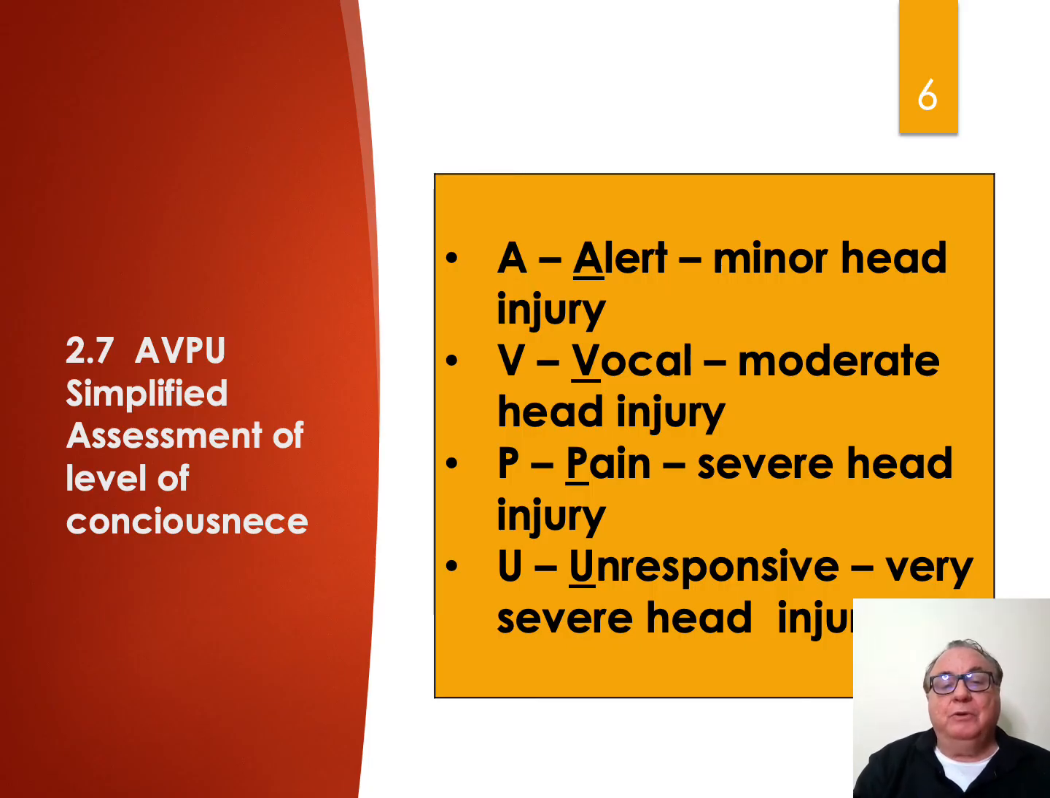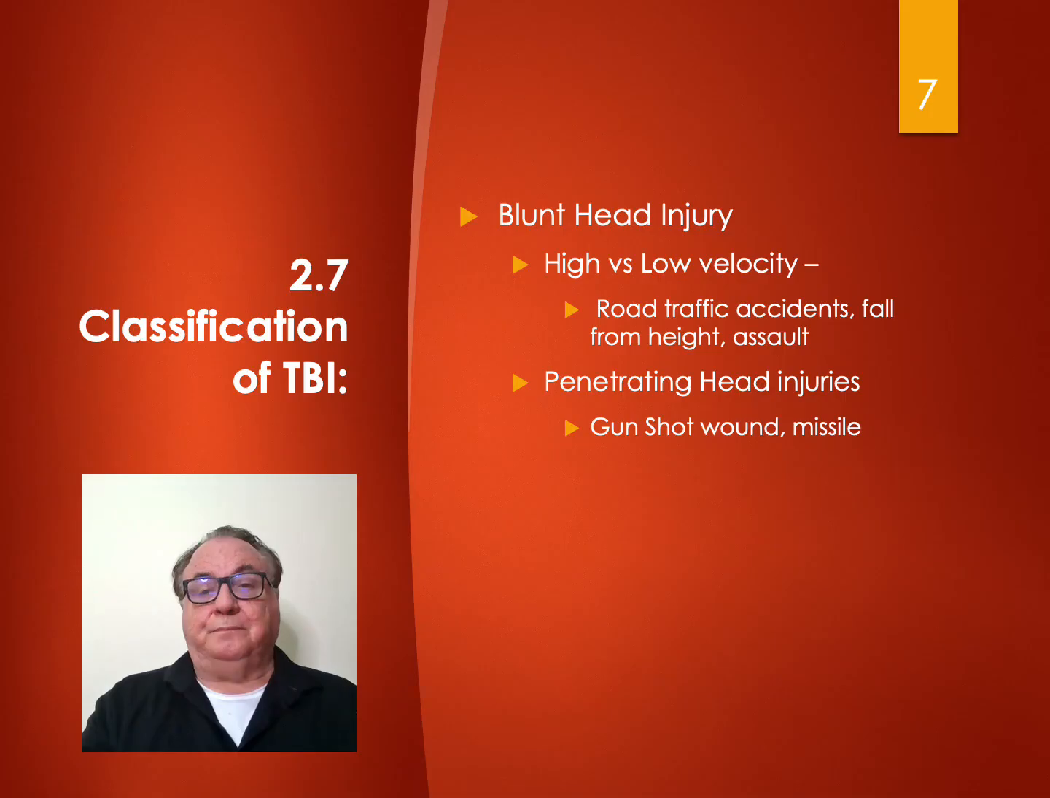The AVPU system is very useful in assessing head injury, and it's a simplified assessment of level of consciousness. A is alert. Only minor head injury is possible. V is vocal. That means they only respond to commands. This is a moderate head injury. P is pain. They only respond when they're given painful stimulus. This is a severe head injury. And unresponsive is a very severe head injury.